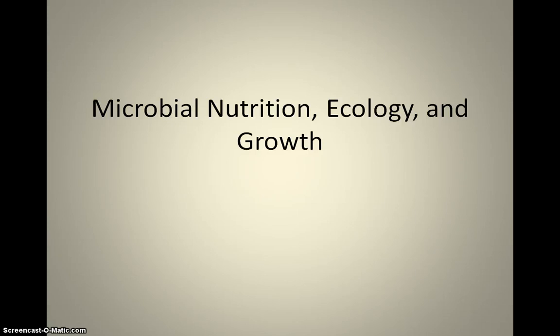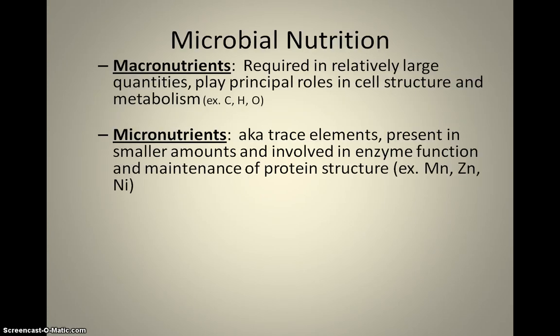All right, in this series of lectures, I'm going to go over microbial growth and nutrition. So the first thing that we talk about is the idea that a microbe needs to access nutrients from outside of itself, and we divide those nutrients into two different groups. A macronutrient is something that a cell or a bacteria needs in very high amounts.